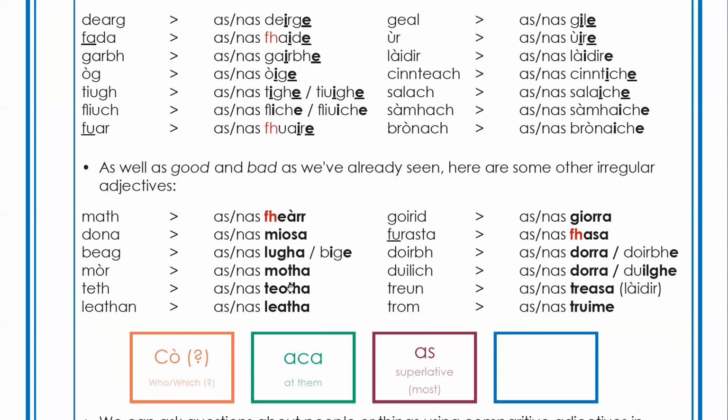Che, nas choa. Lehen, nas lehe. So che, hot, nas choa, hotter. Lehen, wide or broad, nas lehe, broader, wider. Gyrich, short, nas gyre, shorter.